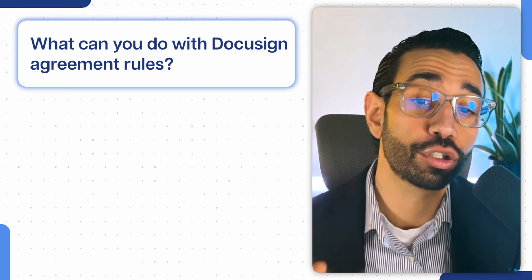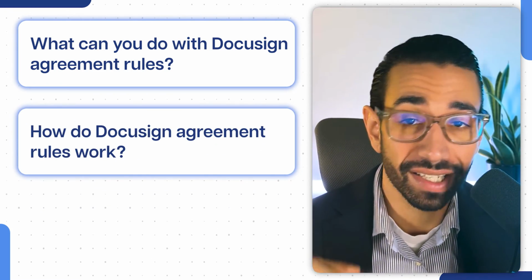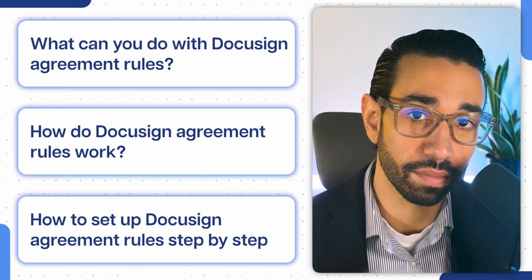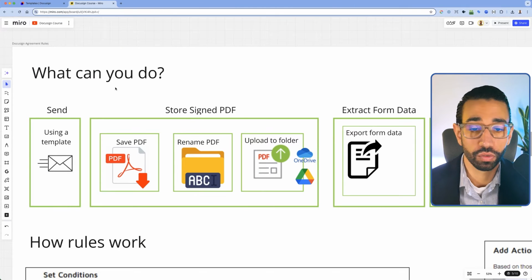So first, I will show you what you can do with agreement rules, then I'll show you how they work, and then we're going to look at how to set those up step by step. Let's get into it. First, let's start with what you can do with agreement rules.